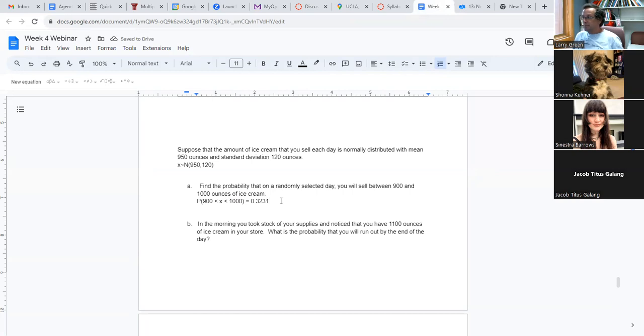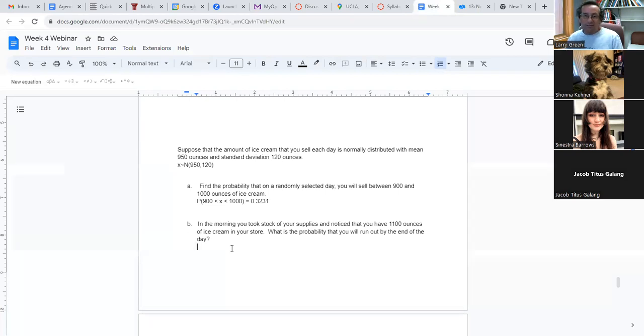Okay, so part B. In the morning, you took stock of your supplies and noticed you have 1,100 ounces of ice cream in your store. What's the probability you're going to run out by the end of the day? Running out's bad, by the way. If you own a store and you run out, the customers are going to come and you're going to have to say, sorry, we don't have any ice cream. They're going to be mad. So that's a bad thing. You want to find out that probability and make sure there's not a very big chance.